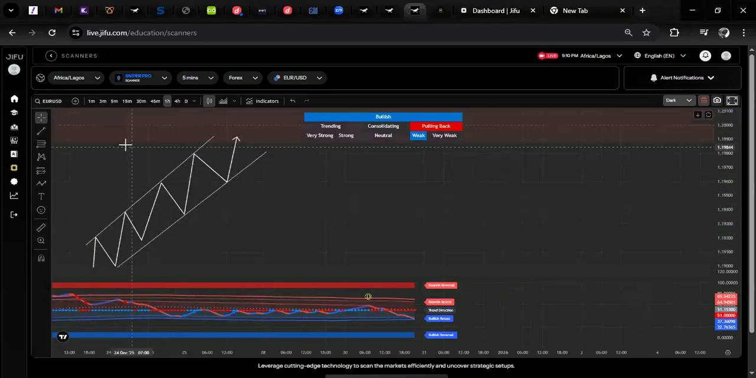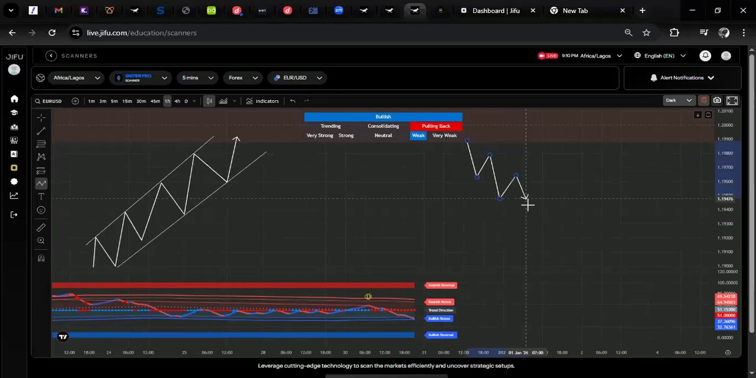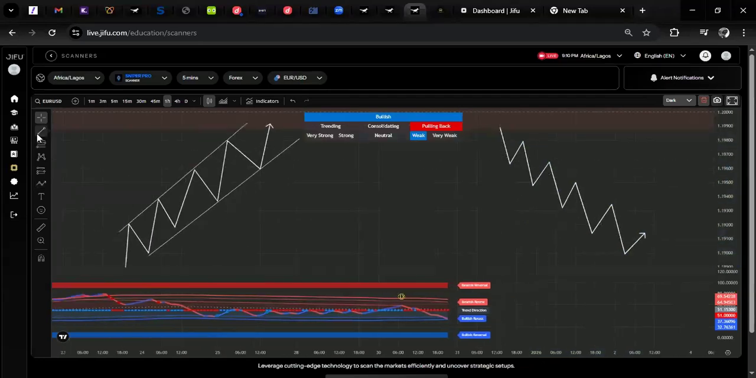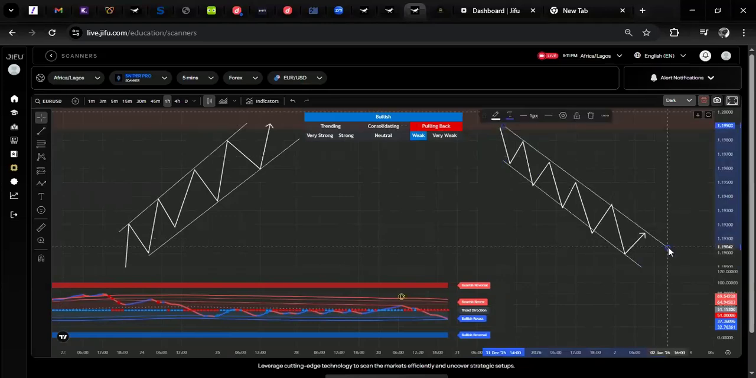Alright. Now for the downside, you want to see something like this. Pullback, impulse, pullback, impulse, pullback, impulse, pullback. If you also take your trend line and then drag it to the downside, you get a downtrend. Please pay attention, I beg of you. Are you guys paying attention?